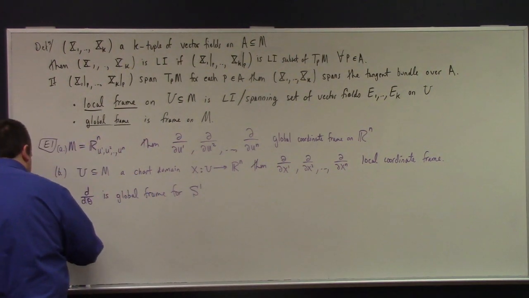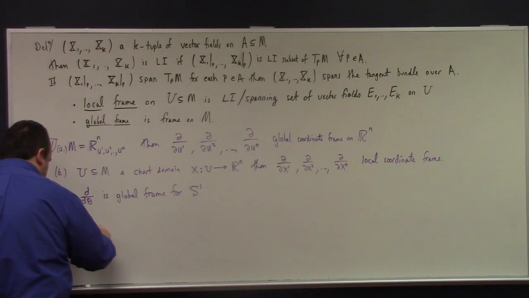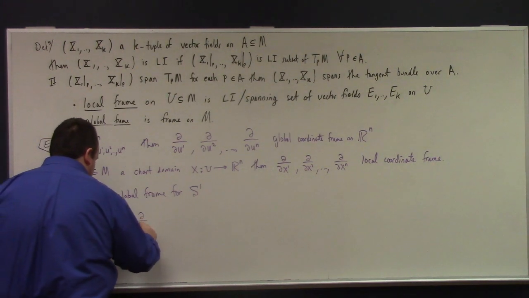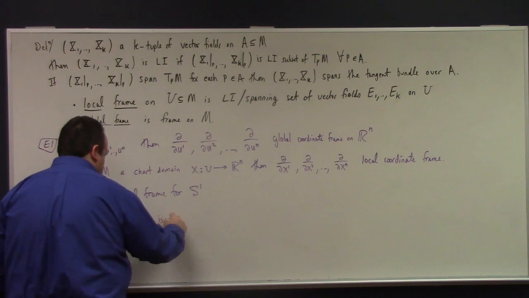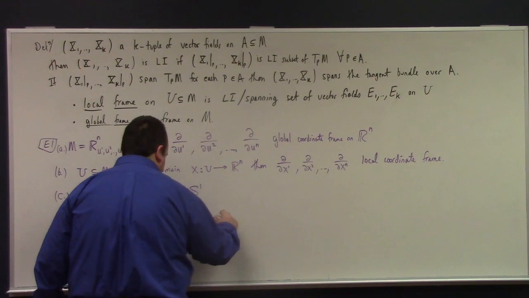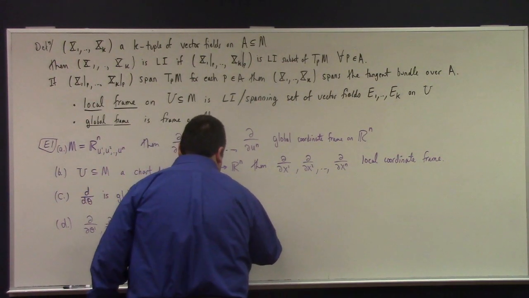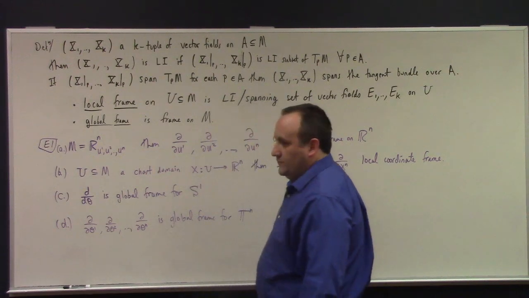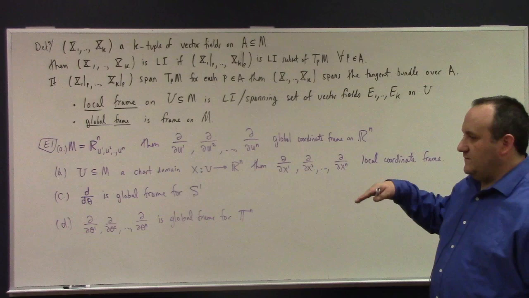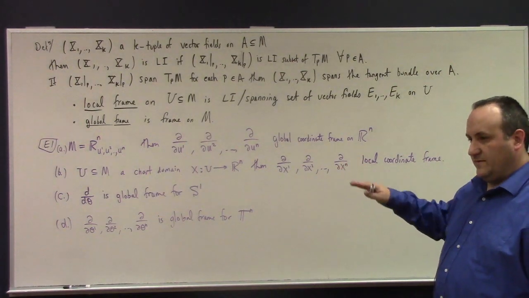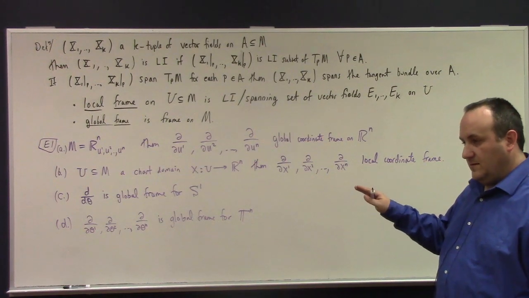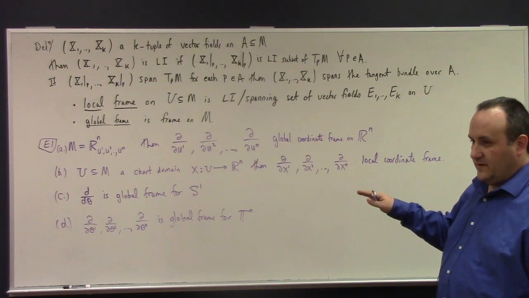And partial theta 1, partial theta 2, through partial theta n is a global frame for the n-torus. Now, I should be careful. Neither of these are global coordinate frames. Now, this is fussy, all right? Neither of C or D are global coordinate frames.